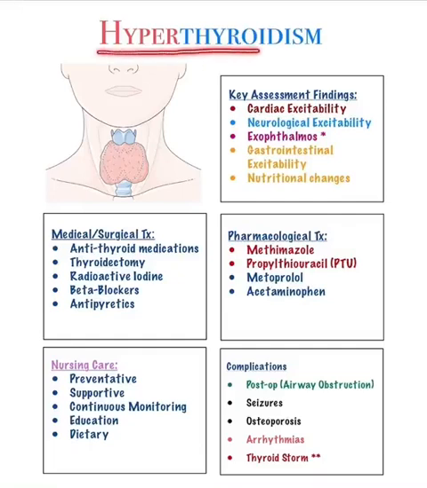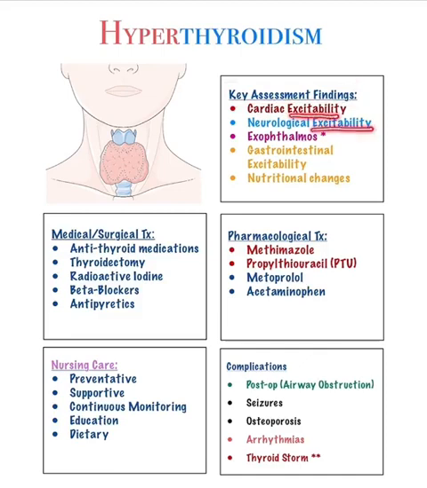Okay, so hyperthyroidism is a condition in which your thyroid gland becomes overactive by producing way too much T3, T4, therefore putting your body into this hypermetabolic state. And it's this hypermetabolic state that's going to help us understand some of these key assessment findings.